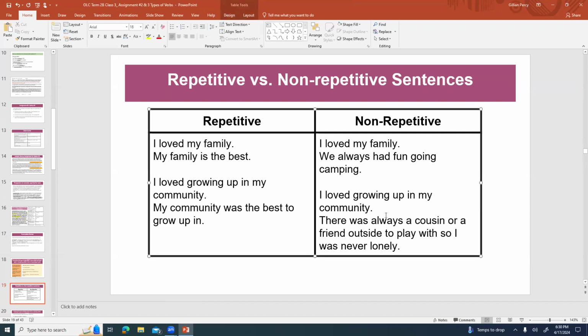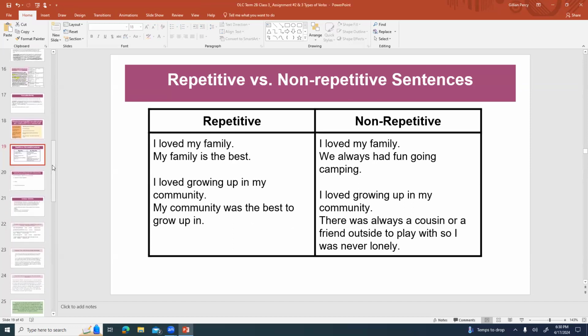I loved growing up in my community. There was always a cousin or a friend outside to play with, so I was never lonely. Now, either one of these sentences is okay, but pick one. You don't need both of them because they basically have the exact same message. When you're writing a new sentence, try and give me new information, okay?